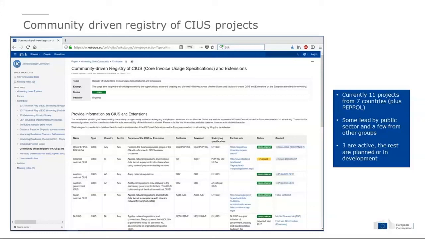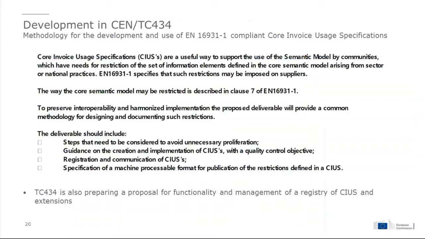Then there is a more formal approach too. We have development within the CEN TC434, the technical committee which has developed and is maintaining the European standard. There is a new work item which has been approved. It's called Methodology for the Development of Use of the Standard Compliant Core Invoice Usage Specifications. So it's a new specification that is going to be more of a methodology on how to specify a CIUS in a more structured way, even to create a machine processable format so that CIUSs can be compared and analyzed. That's the idea with the work item. And this has been approved.